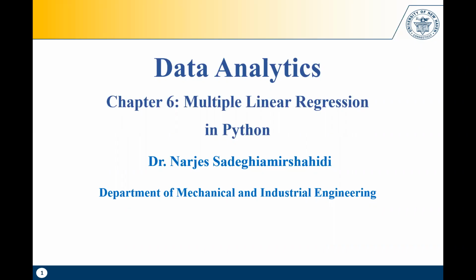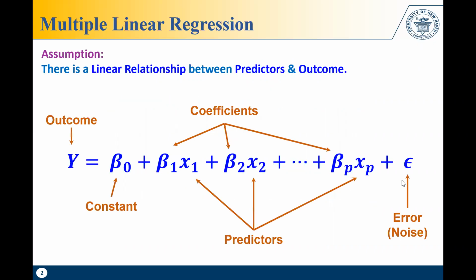Hi, today we are going to learn about multiple linear regression. As you know, the assumption is that there is a linear relationship between predictors and the outcome. Here is the general formula for multiple linear regression. So we have the outcome, the constant, coefficients, predictors, and the error.